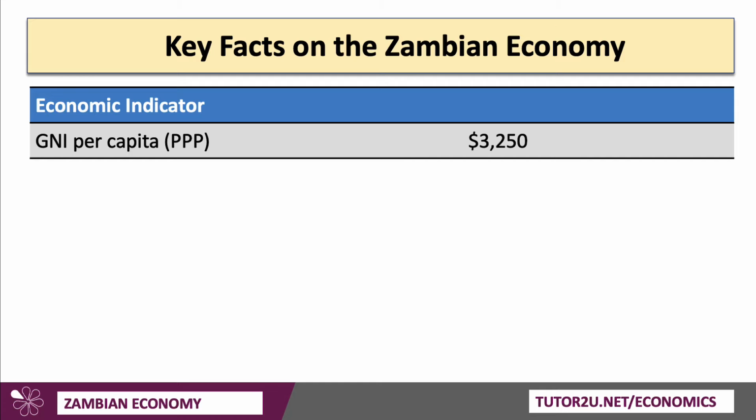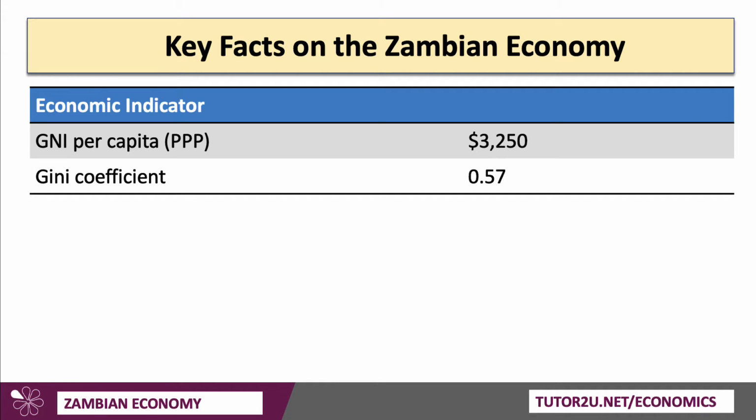So there's the GNI per capita. Keep in mind, of course, you need to understand what PPP means. But a per capita GDP adjusted for PPP of just over $3,000. The Gini coefficient, I'm sure you know that as a measure of income inequality, is 0.57. That's one of the highest in the world. Any figure above 0.4 is high, but 0.57 takes Zambia right up into the league table of the countries with the most income inequality.